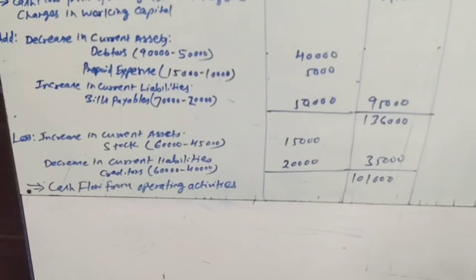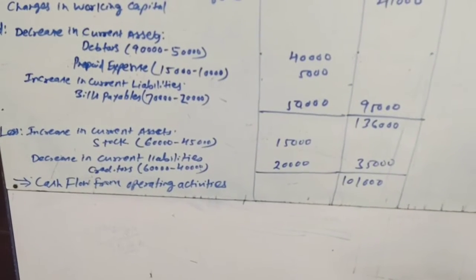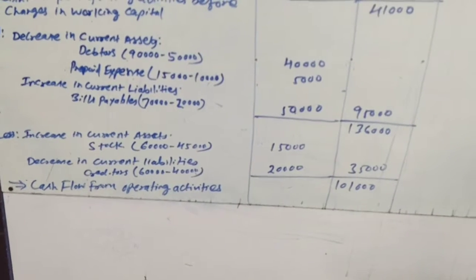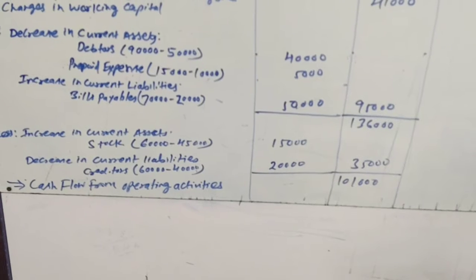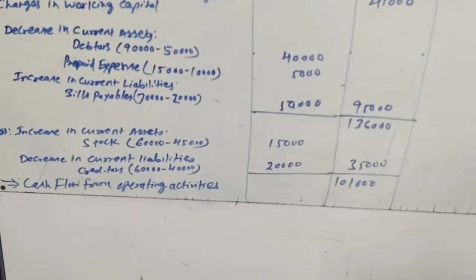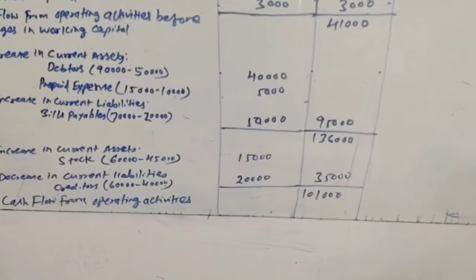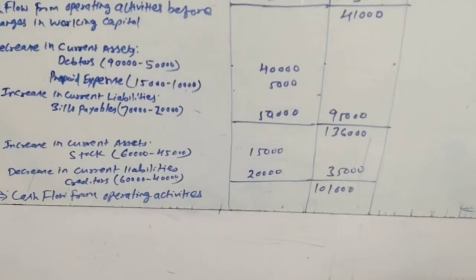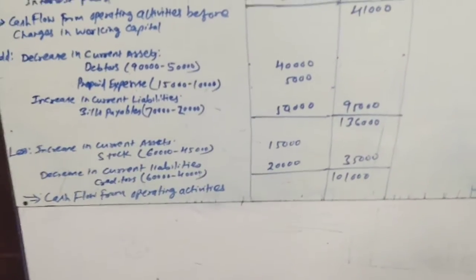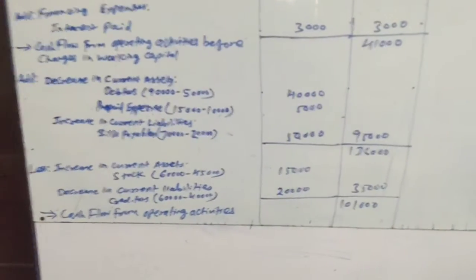So here it is, increase in current asset, stock 15,000, and decrease in current liability, creditors 20,000. Both will be deducted, and whatever the difference is will be cash. Earlier the profit was 1,36,000, now 35,000 is deducted. So 1,01,000 is the cash flow from operating activity.